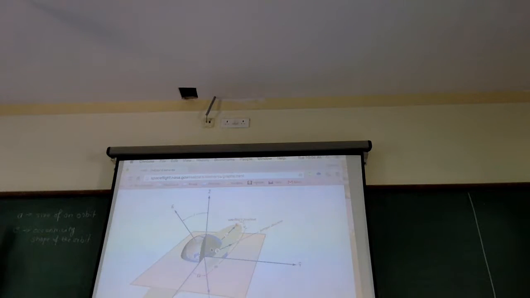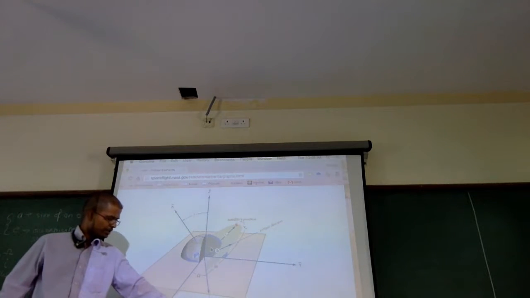So generally, you can group these orbital elements into 3 sets. This is the first set, the size and shape of the orbit. The next set is the orientation of the orbit. Now, orientation you have to pay attention to.